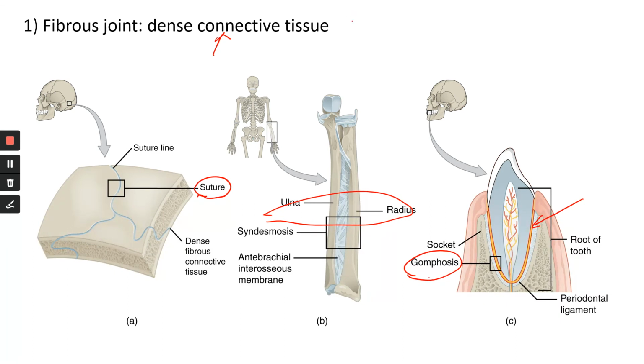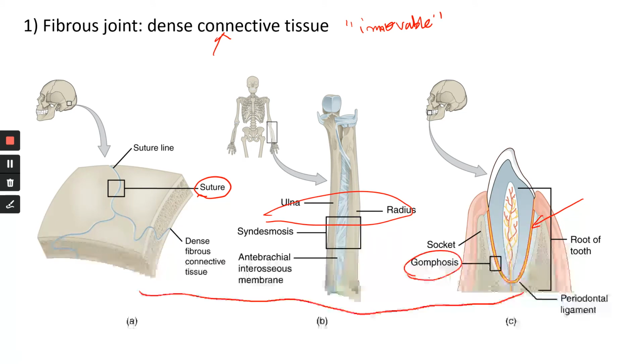Alright, so for fibrous joints, they're immovable. Because you don't want any of these things to move around, right? You don't want them to be loose, so immovable.